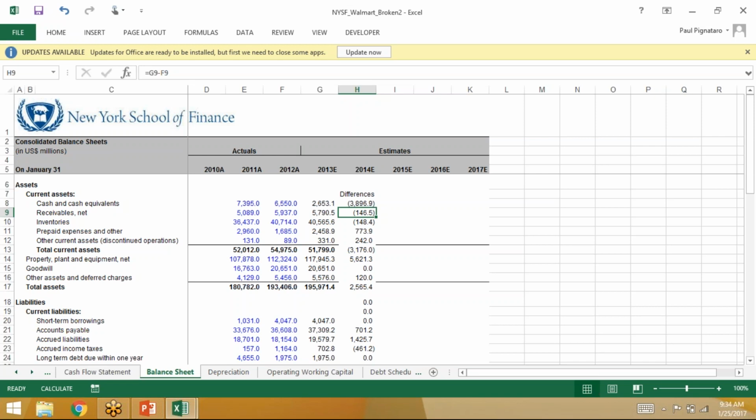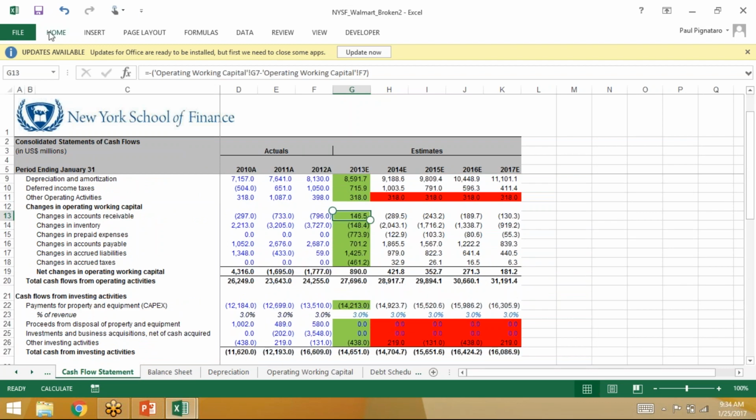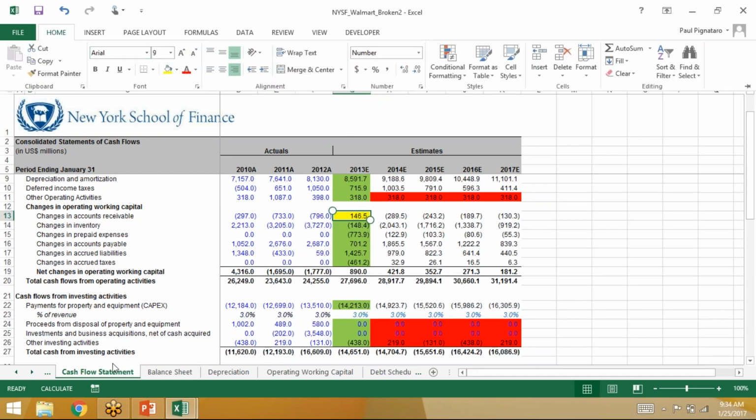A decrease in the asset means? If the asset goes down, it means cash should be increasing. By how much? Approximately 146.5. So I should see an increase of 146.5 in changes in accounts receivable. Good. That's the thought process. Okay, so let's see. What do I see? Yep, 146.5 increase. That's fine.